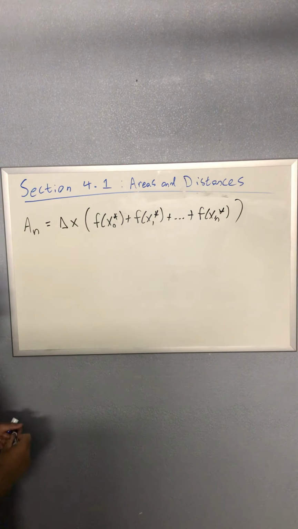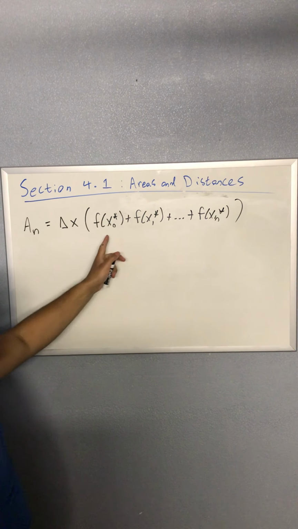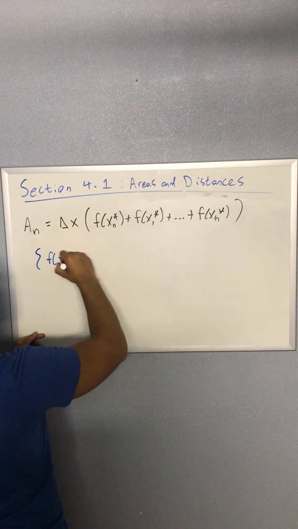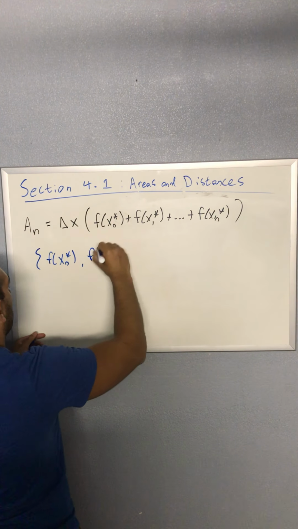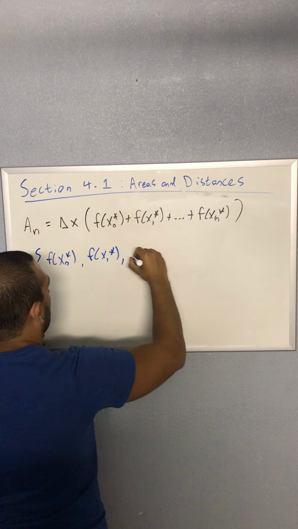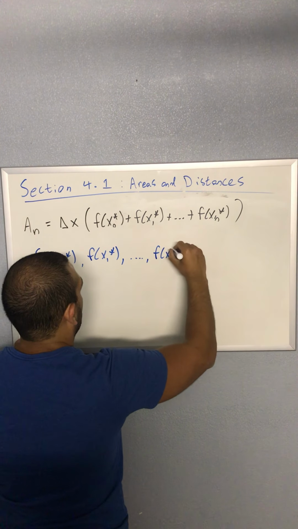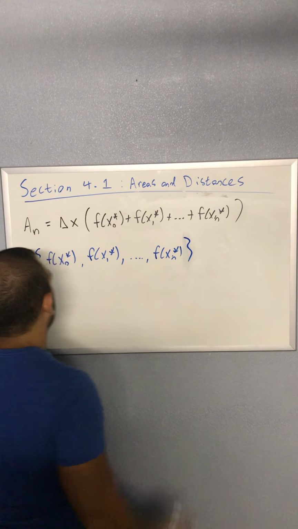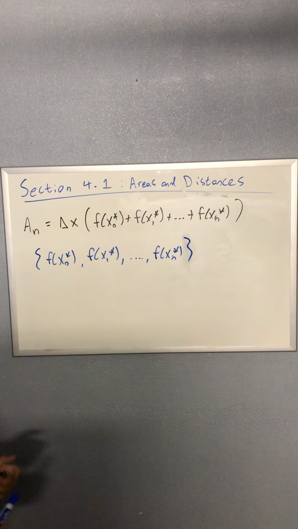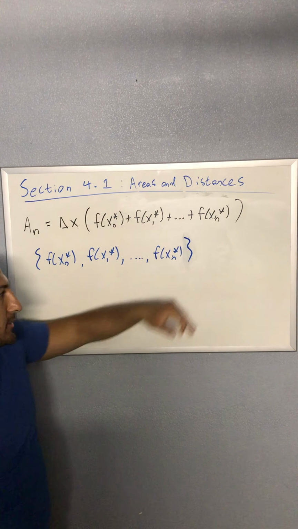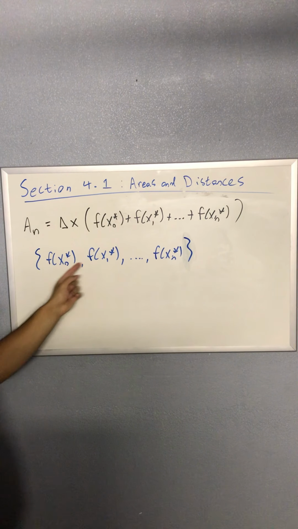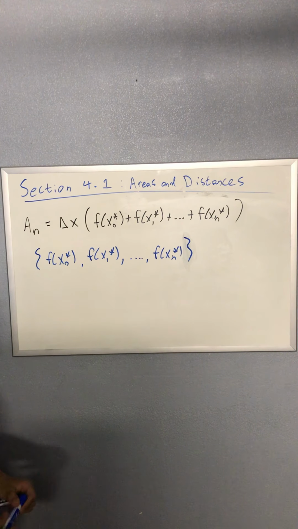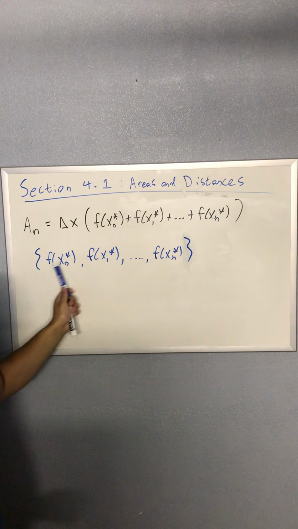So now, if we think about it, we have a sequence that we can get out of this. The sequence is just this: f of x0 star, f of x1 star, all the way up to f of xn star. I'm sorry, you have to put the little squiggly brackets here. These terms constitute a sequence. And look what we're doing. We're adding the terms in the sequence all together. So this is actually a series. This is the series of this guy.